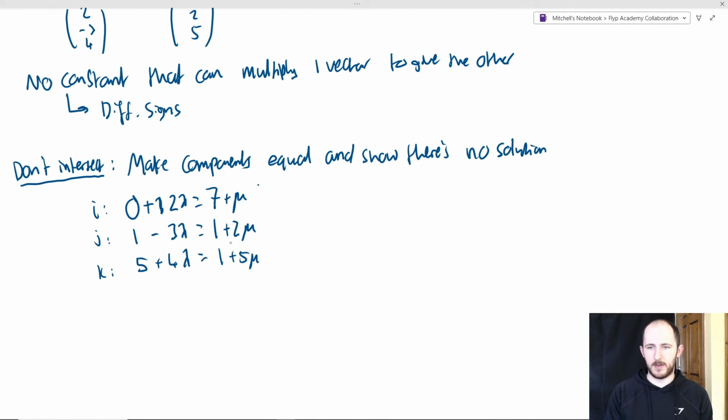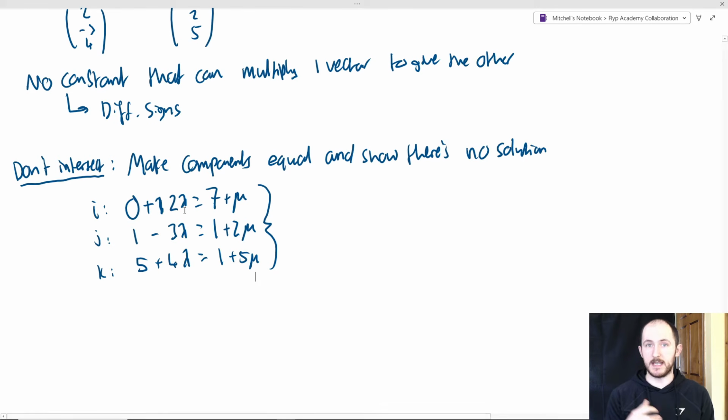Okay, there'll be an actual solution. So what I mean by that is I'll have a value of lambda and mu where all of these equations will be solvable. They'll be valid. So, for example, 2 times this value would give me 7 plus the other value. 1 minus 3 of that value would also give me this, and so on. Okay? If they intersect, there is a value of mu and lambda that works in all 3 of these equations. Okay?